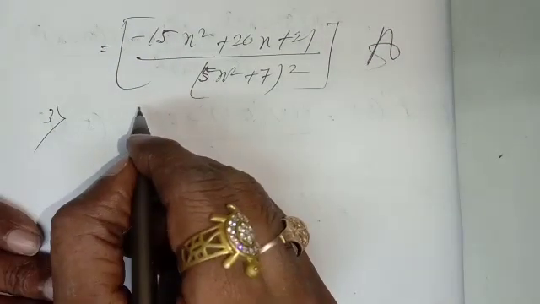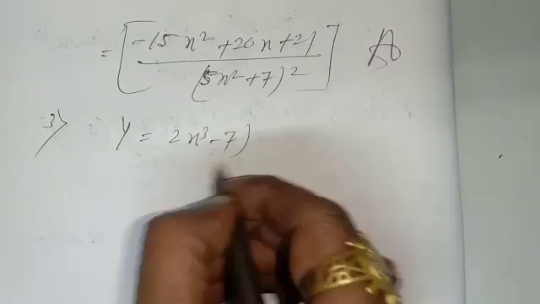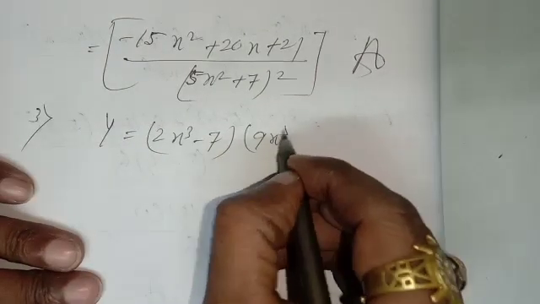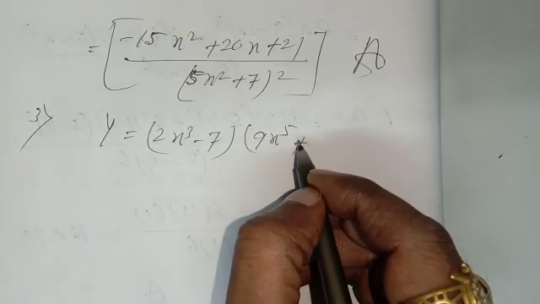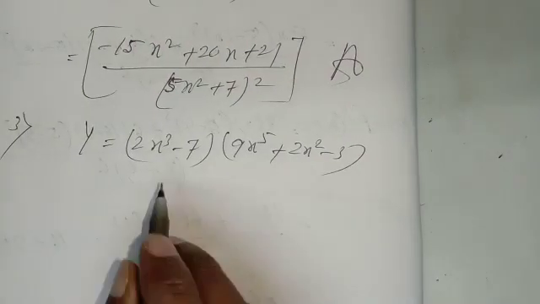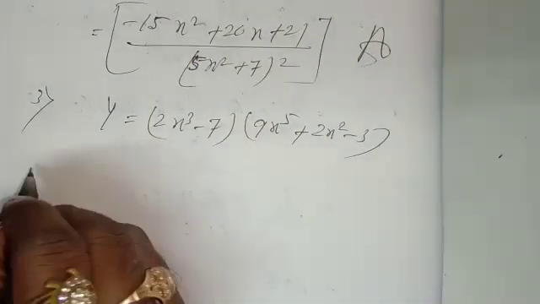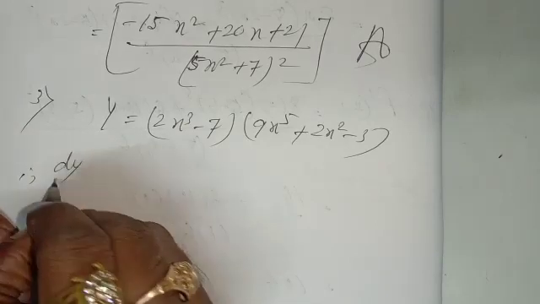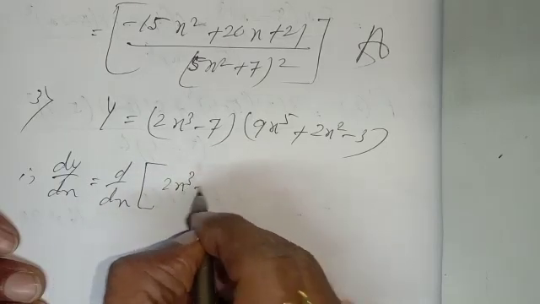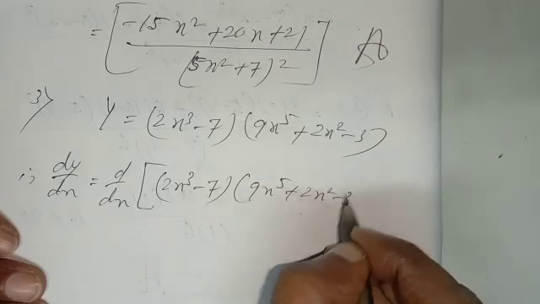Question number 3 is given in product form: (2x cube minus 7) whole into (9x to the power 5 plus 2x square minus 3). You have to apply here UV form, u into v, or you can open the bracket, whichever you can apply. Therefore dy by dx means dy by dx of this total, (2x cube minus 7)(9x to the power 5 plus 2x square minus 3).